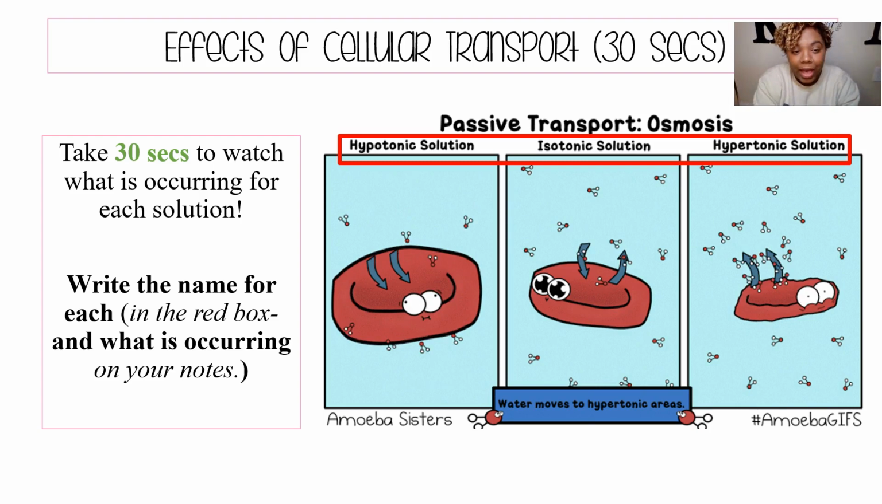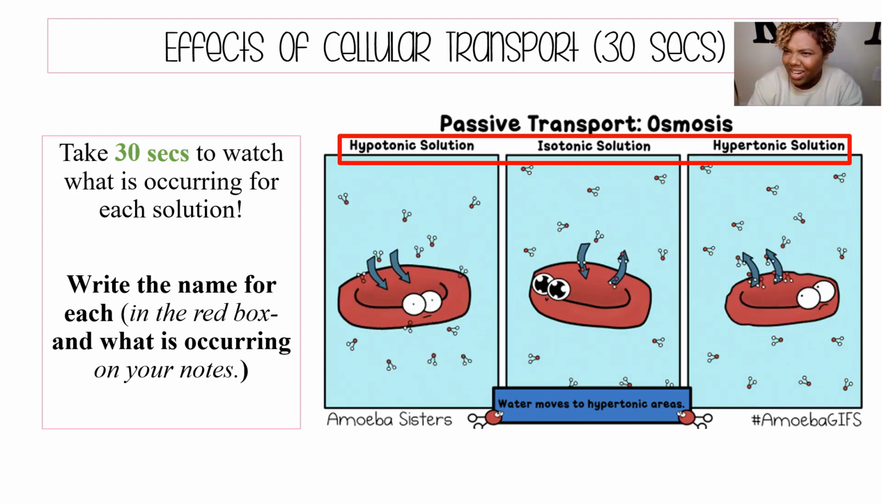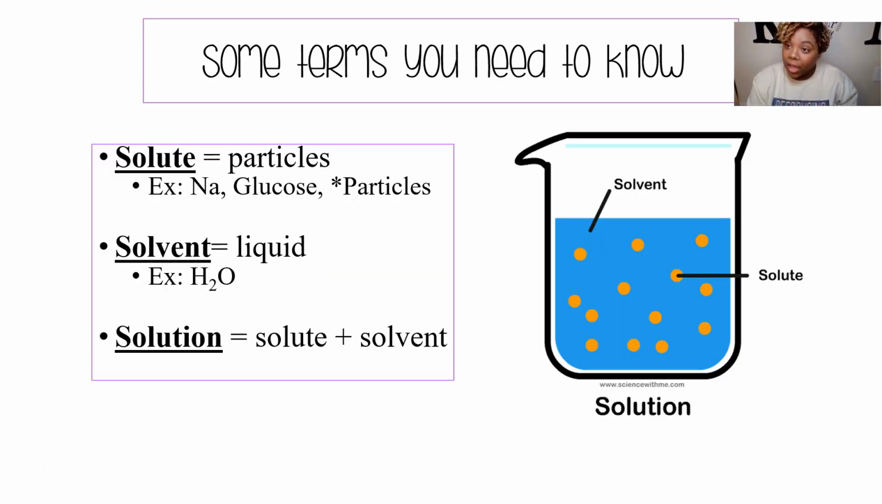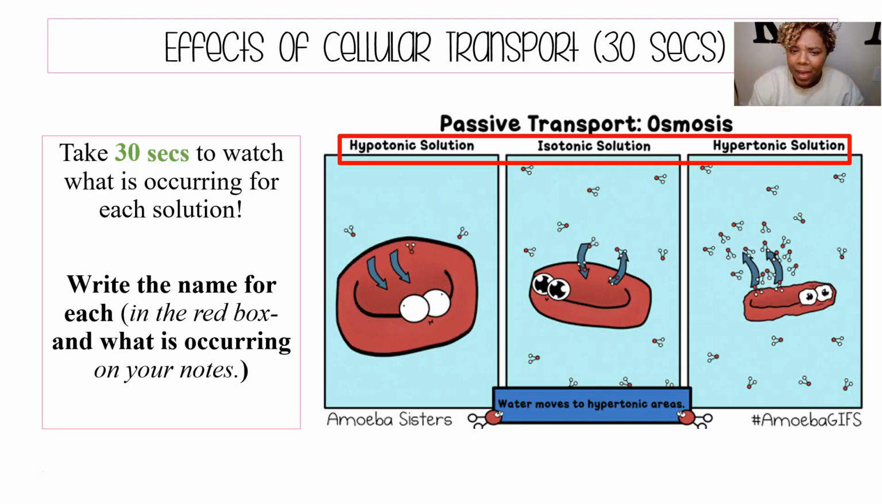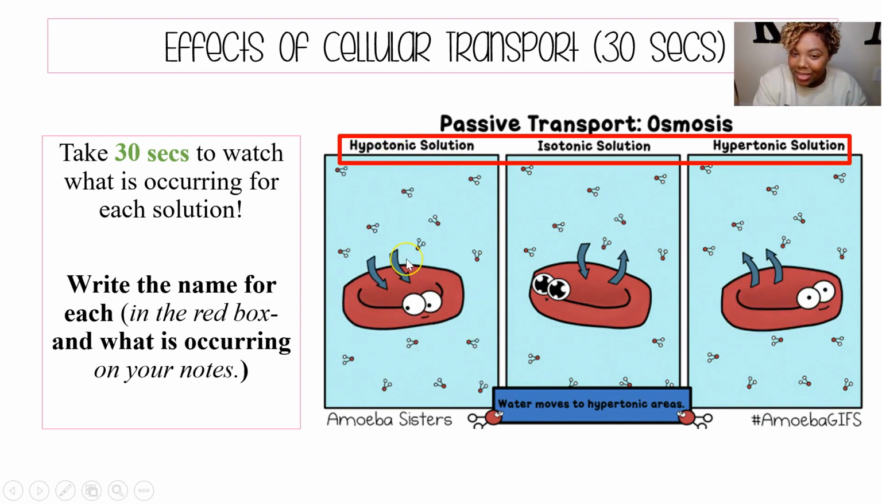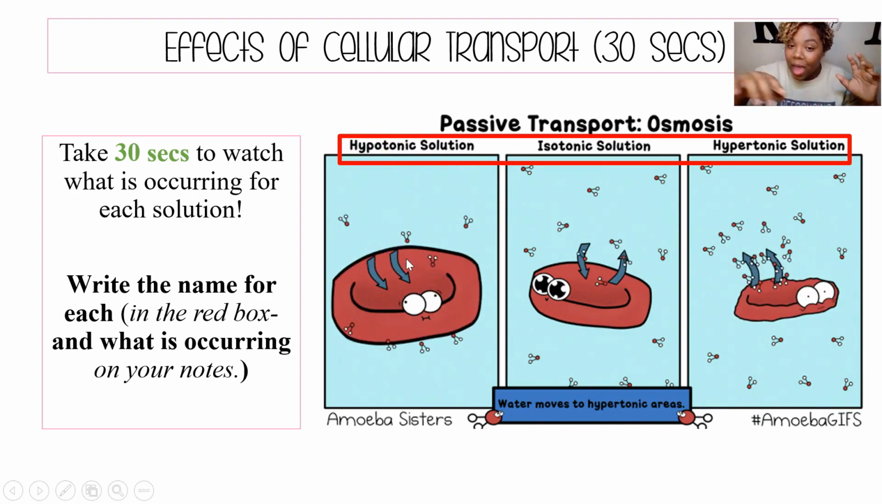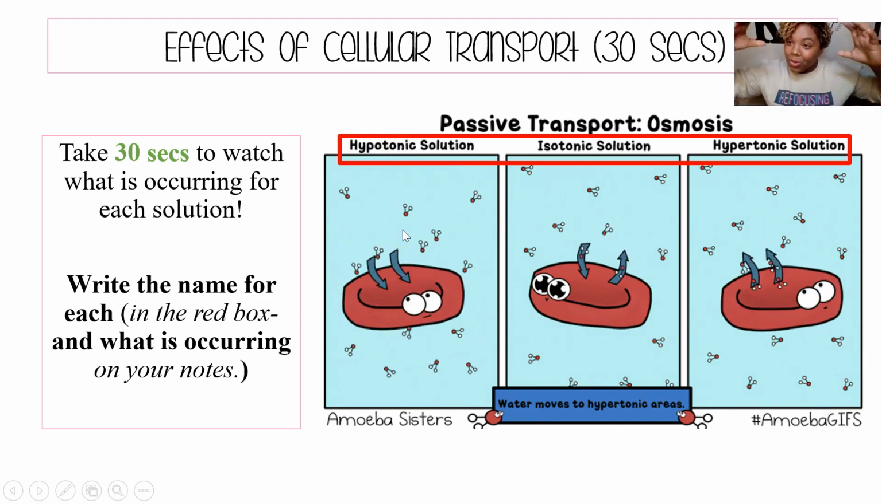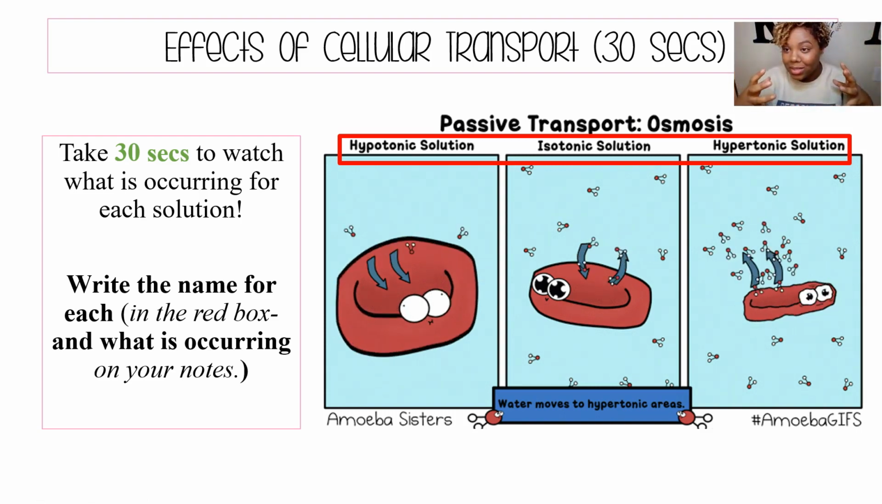Awesome. So hopefully you guys had some good notes written down. That was kind of creepy, actually. Okay, so I just want to go back. What do you notice happening? We see in a hypotonic, what is the cell doing? It's swelling. And where is the water going? The water is going inside the cell, which is causing it to swell.